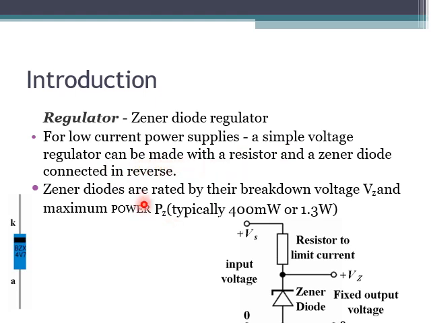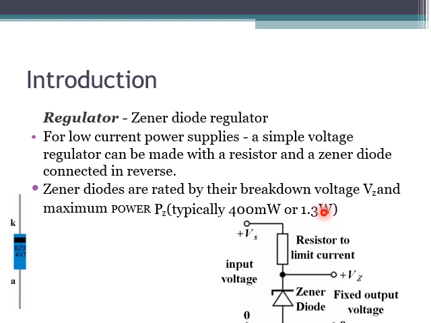Actually, Zener diodes are rated by their breakdown voltage, and the maximum power is 400 milliwatt, right? So what will be the breakdown voltage of a Zener diode? You might have done it in the laboratory. What will be the breakdown voltage of a Zener diode?